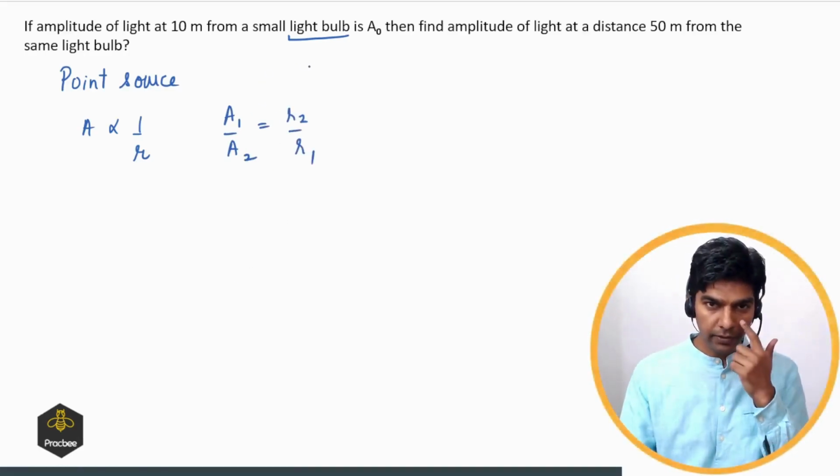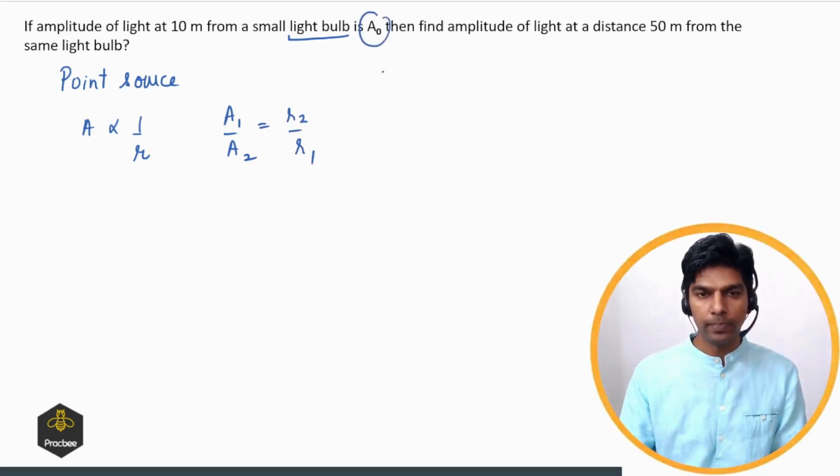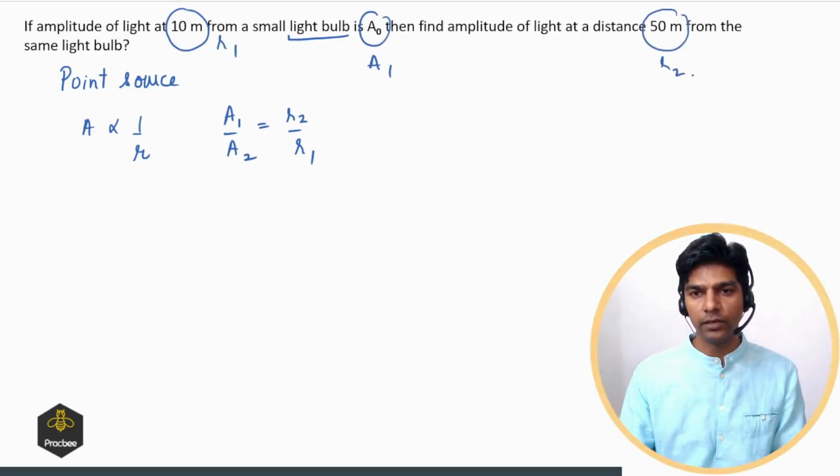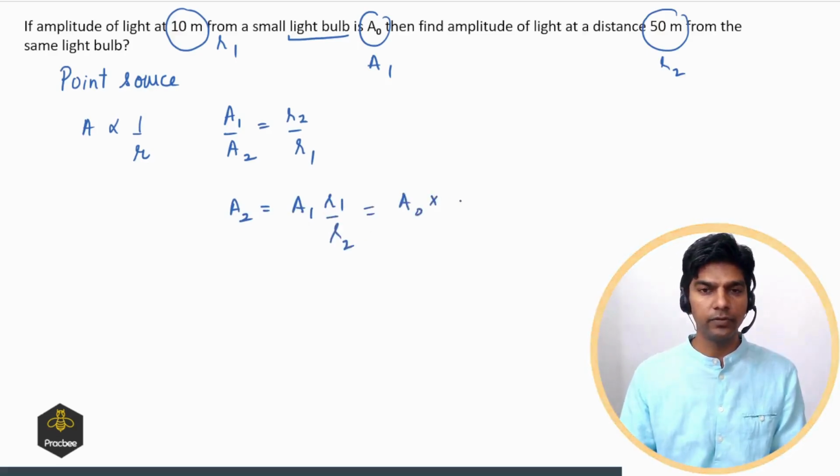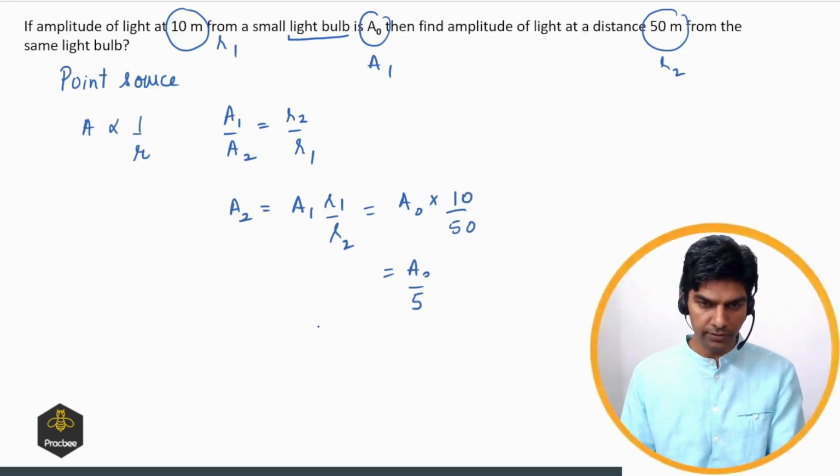Here A1 is A naught, 10 meter is R1 and 50 meter is R2. So we can plug in the values. A2 comes out to be A1 times R1 by R2. So it will be A naught times R1 is 10, R2 is 50. So this will be A naught by 5. So this is the answer.